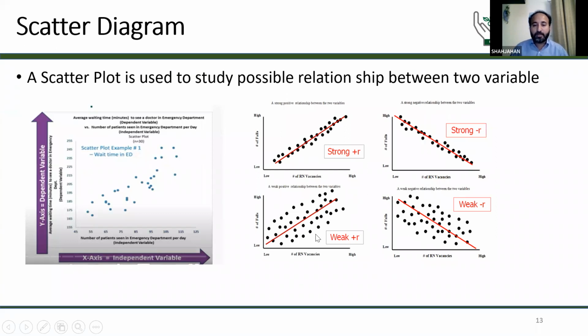Now come to this graph, a weak positive relationship. When there is a weak positive relationship, the dots will be very far apart from the median line. So this is a weak positive relationship. Here in this figure, you can see a weak negative relationship. Also the same graph, but the dots are very far away from the median line. So this is the weak negative relationship. I hope that you got this one. If you have any question, you can ask me later.